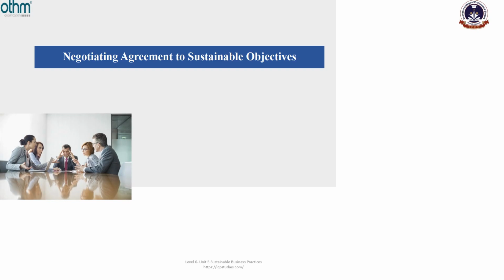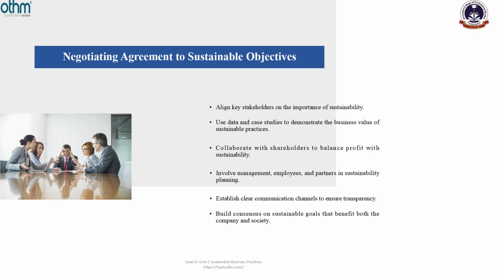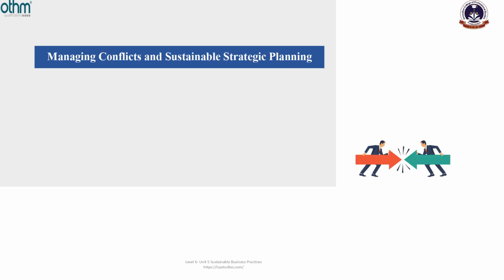Now we have to negotiate agreement on sustainable objectives. We must align the key stakeholders on the importance of sustainability. We must use data and case studies to demonstrate the value to the business of different sustainable practices. We must collaborate with our shareholders, which helps to balance profit with sustainability. We have to involve management, employees, and partners in sustainability planning, and we must establish clear communication channels to ensure transparency. And at last, we have to build consensus on sustainable goals that benefit both the company and society.